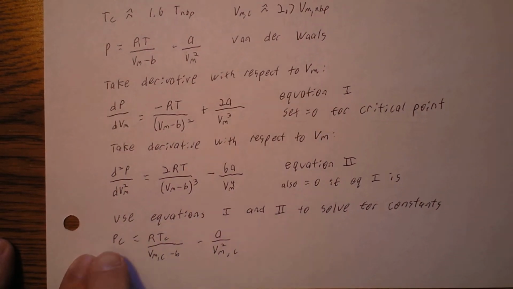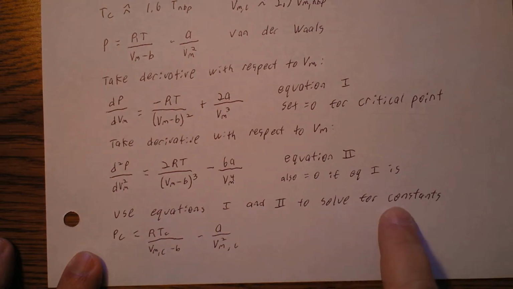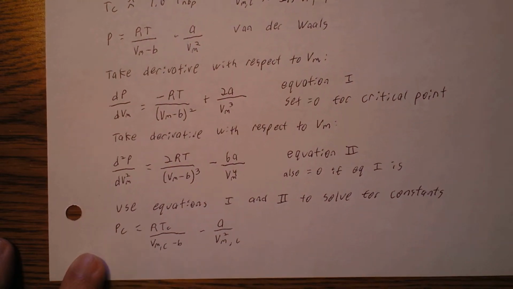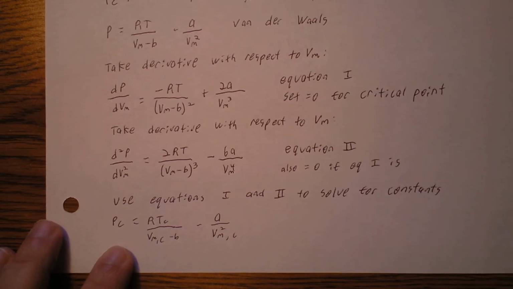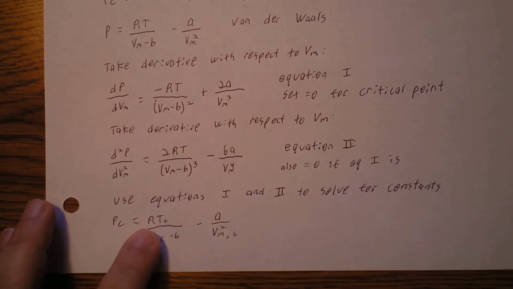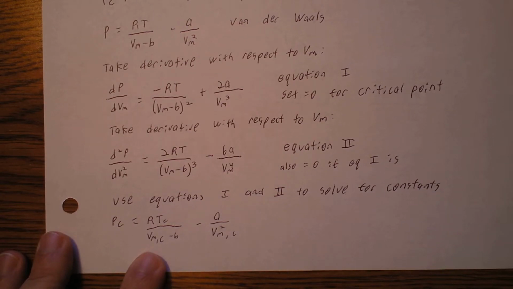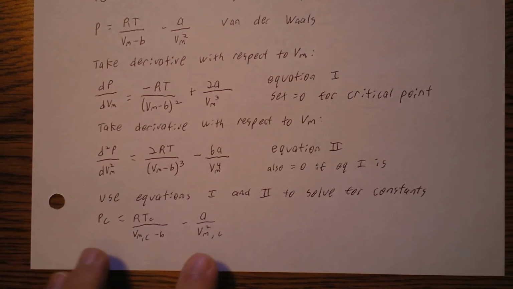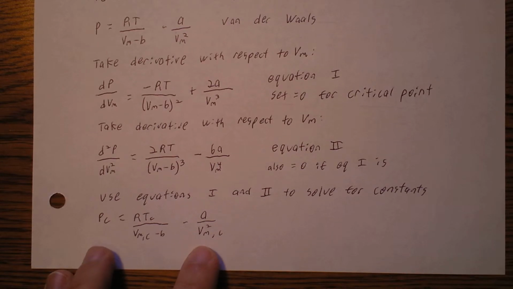Now we're going to use equation 1 and equation 2 to solve for the values of those constants. So we get the pressure at the critical point is equal to R times the temperature at the critical point divided by the molar volume at the critical point minus B, minus A over the molar volume at the critical point squared.